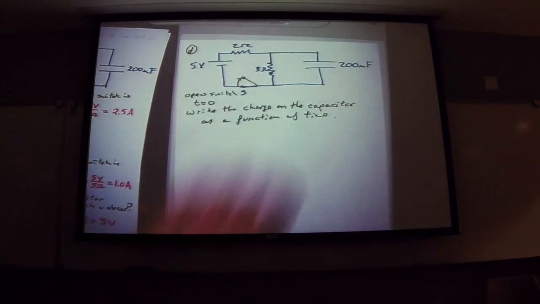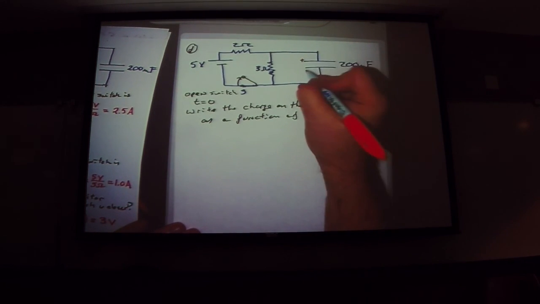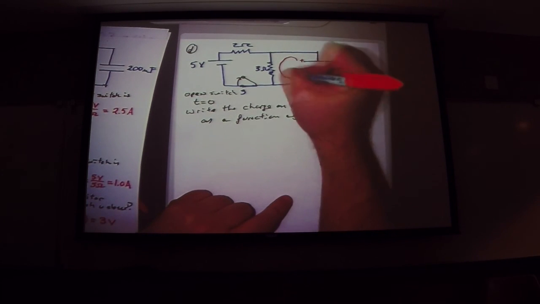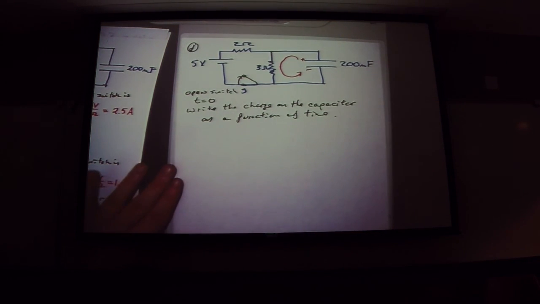So now what's going to happen? I waited a long time, so I have my positive charge here, my negative charge here. What's going to happen after I open the switch? It's going to start discharging through the 3 ohm resistor. That's what's going to happen. So when it does, it looks like this.